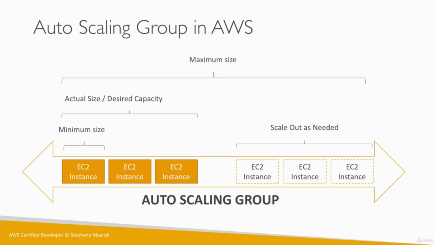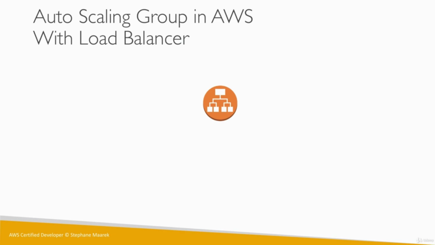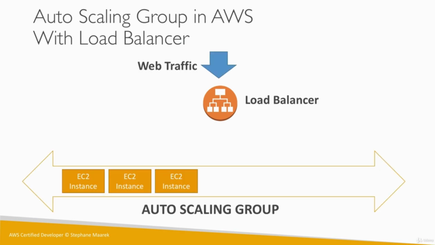Also note that scale out means adding instances and scale in means removing instances. So now how does it look with a load balancer? Well, here is our load balancer and web traffic goes straight through it. And we have our auto-scaling group at the bottom. Basically, the load balancer will know directly how to connect to these ASG instances, so it will direct the traffic to these 3 instances.